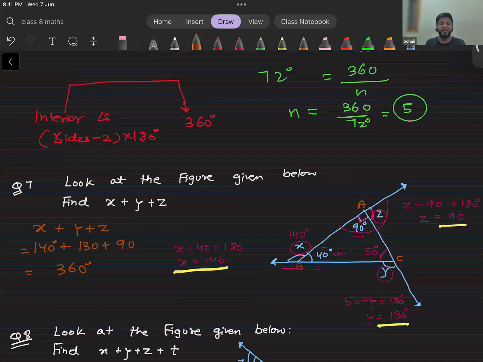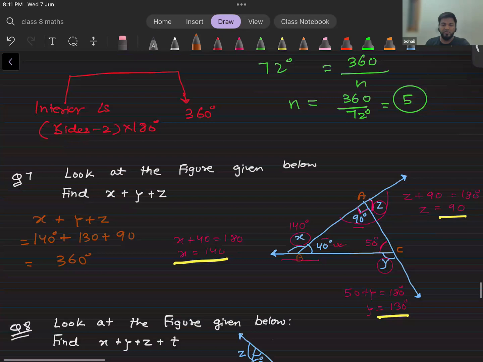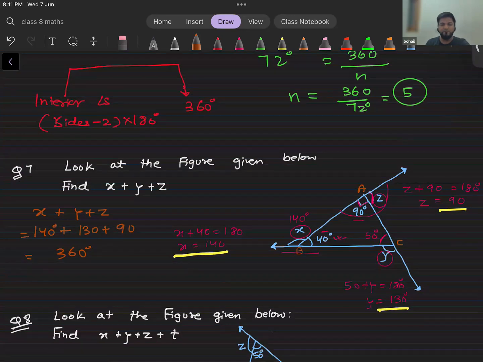Sum of all the exterior angles of a regular polygon is how much? Yes, 360 degrees. Very good. Okay. Fatima, Ahmed, you guys got this? Yes, sir.